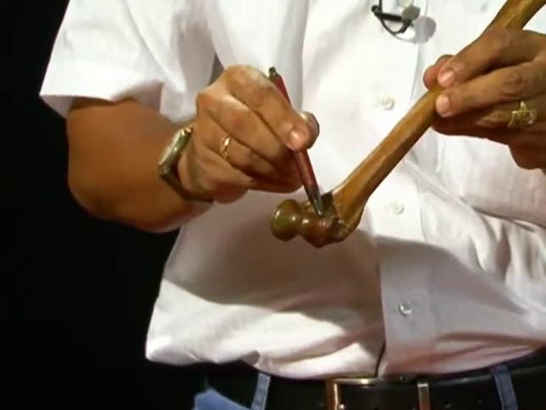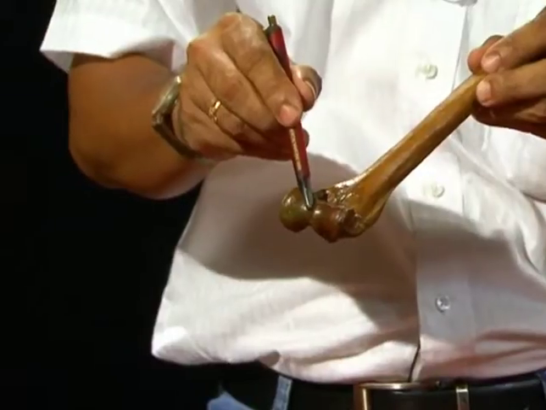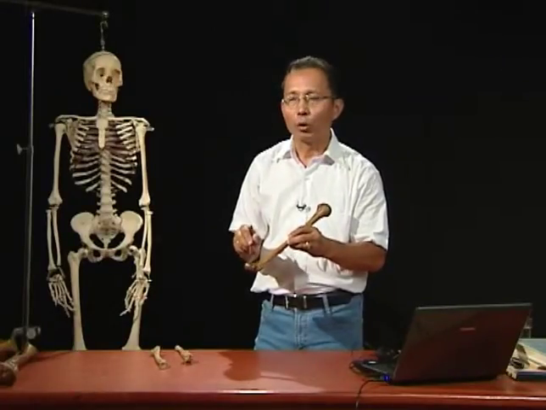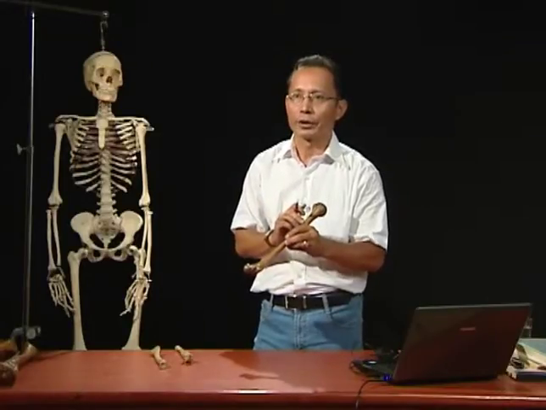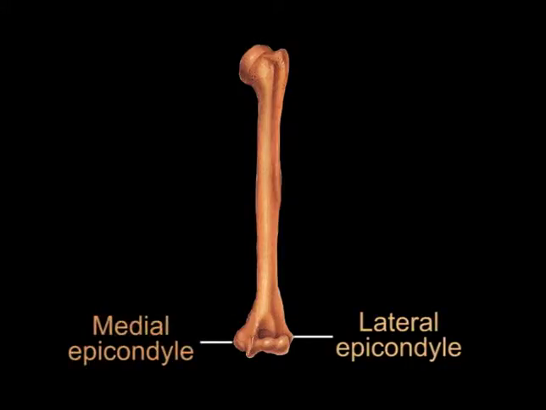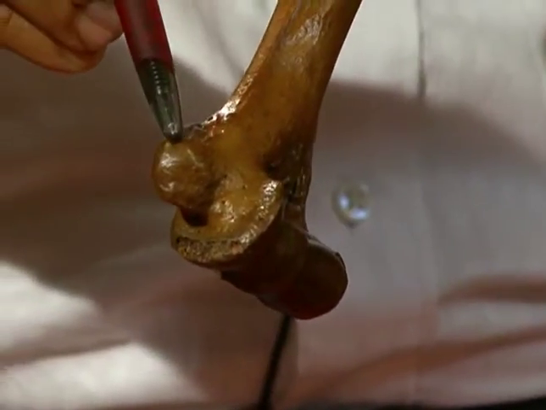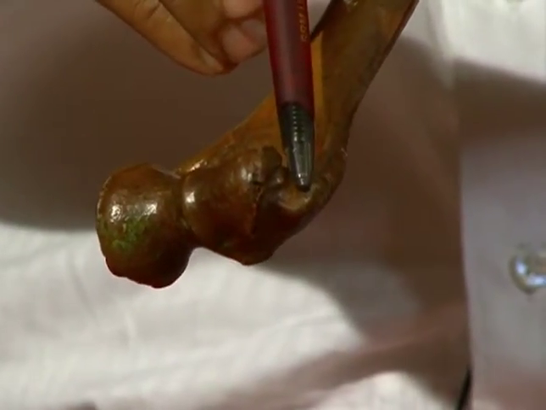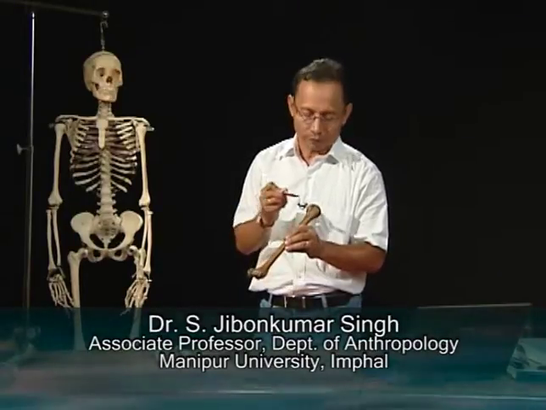So these two, capitulum and trochlea, are the articular part of lower end of humerus. Whereas this lateral epicondyle and medial epicondyle, medial means towards the body, lateral means away or to the side of the body, these are two non-articular parts of the lower end of humerus.